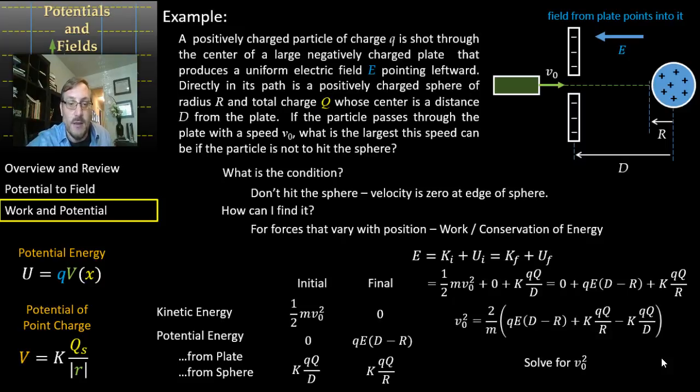I'm going to solve for v naught squared. All right, and when I solve for v naught squared, I get all this wonderful stuff. I've got 2 over m because I have m over 2 over here, and then I've got the QE(d minus r) there. I've got this contribution, the kqQ over r here, and then I have to subtract this contribution, the kqQ over d, from both sides, and that gets the minus kqQ over d over here. So that's just a little bit of algebra.